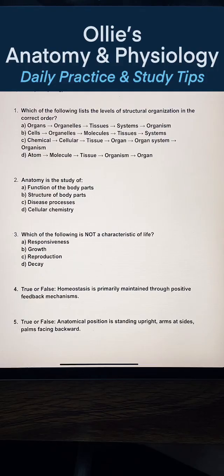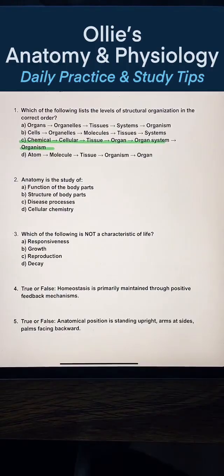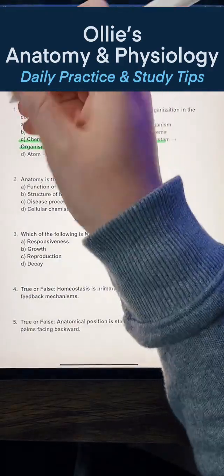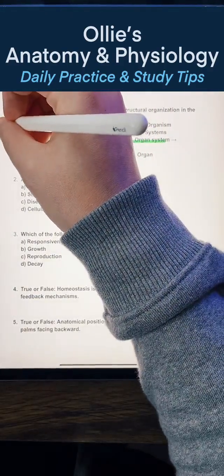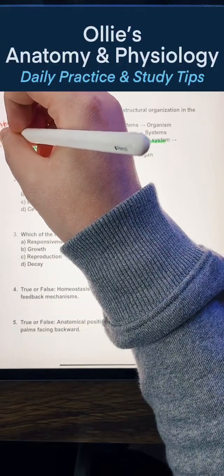Number 1 is C. It goes from chemical to cellular to tissue to organ to organ system to an organism. This is the correct organization by its hierarchy. Atoms and molecules are going to form. So when we say chemical, we're referring to atoms and molecules.